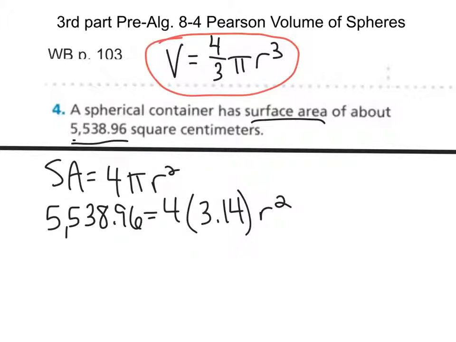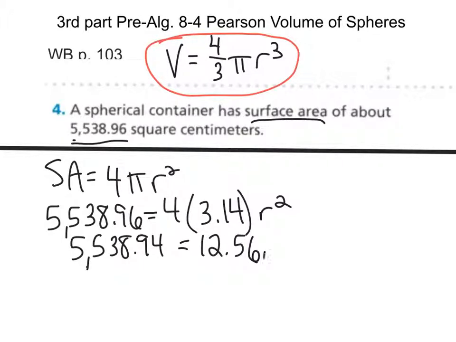From this, we'll be able to figure out what the radius is, and then we'll use that in our formula to figure out what the volume is. We're going to simplify things a little bit here. Over on the right side of the equation, we can multiply 4 times 3.14, which is 12.56. I had a typo there for a second, so it's 0.96 instead of 0.94.